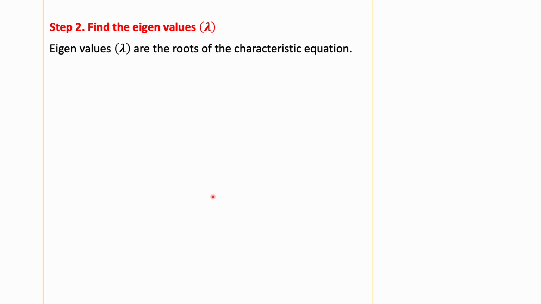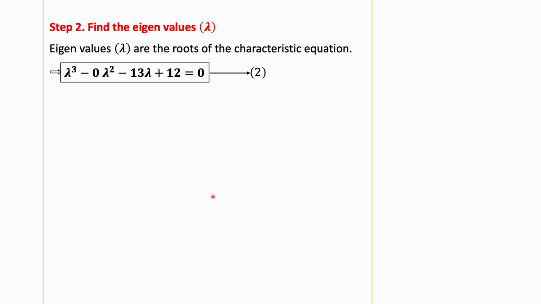Eigenvalues lambda are the roots of the characteristic equation. The given equation is lambda cube minus 0 lambda square minus 13 lambda plus 12 equal to 0. That is equation number 2. We have to find which values of lambda will give the solution 0. We have to find 3 values here because it is a cubic equation.